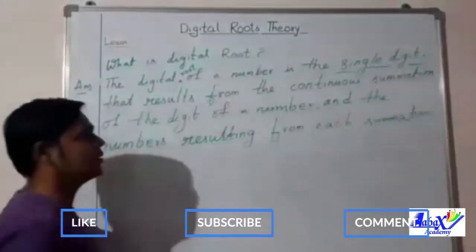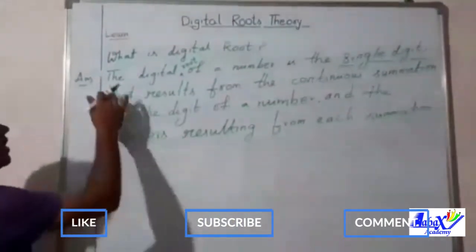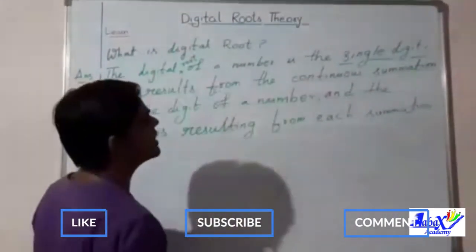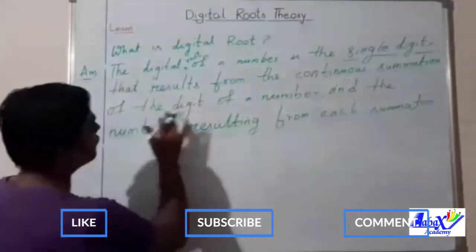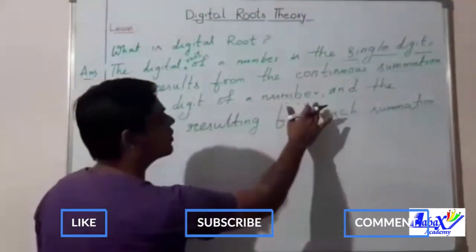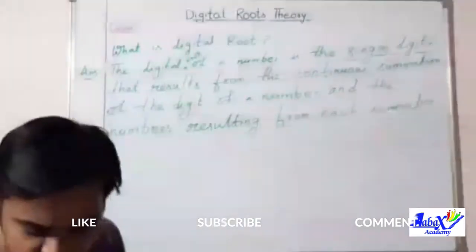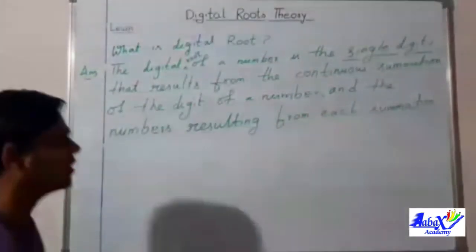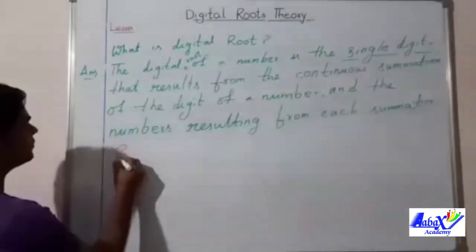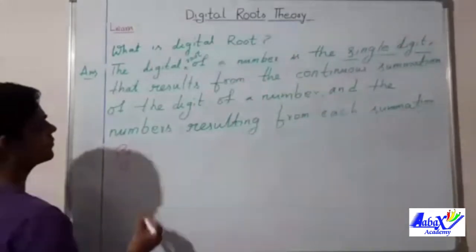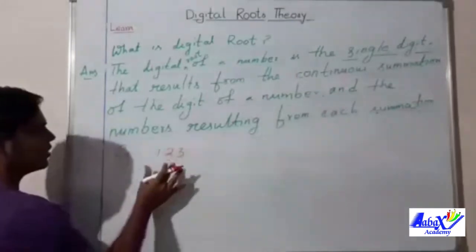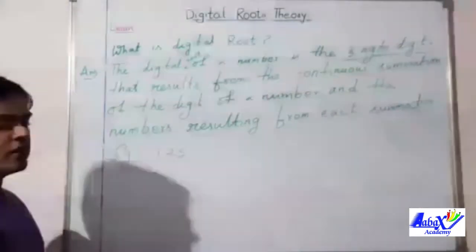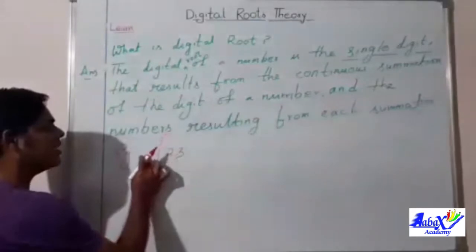I'm going to explain this to you. Once again, the digital root of a number is the single digit that results from the continuous summation of the digits of a number. The meaning is, take an example, 1, 2, 3. This is 123. 123 is a natural number.